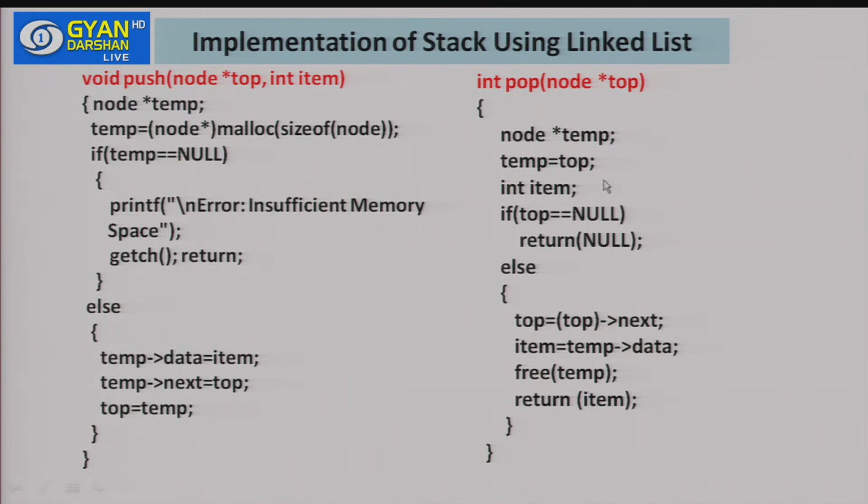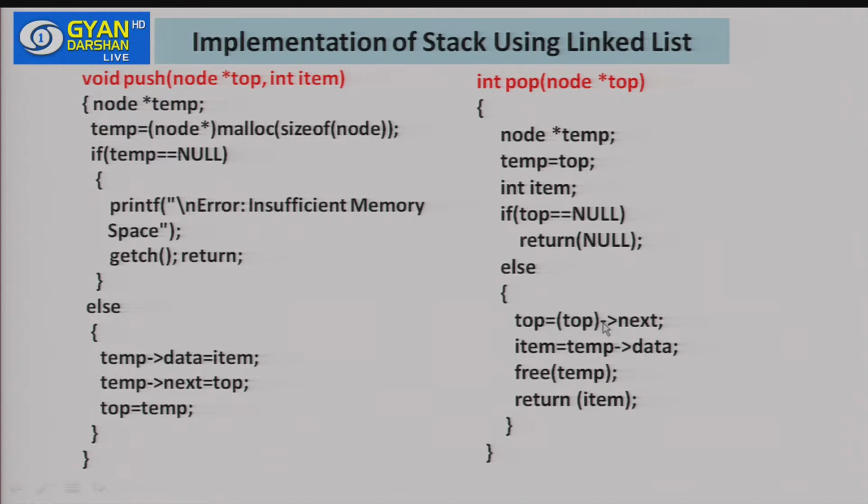So first of all, what we will check? We will check the underflow condition. Because it is a pop operation, first we should check the underflow condition. How can we check it? If top is equal to null, it means there is no node existing. In that case, it's an underflow condition and it will return a null value.